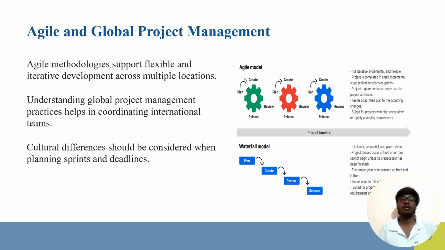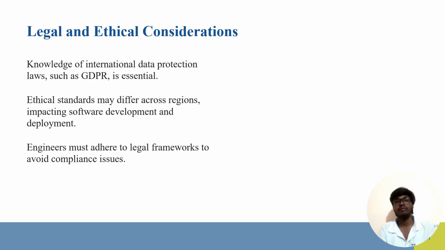Understanding global project management and practices helps in coordinating international teams. Cultural differences should be considered when planning sprints and deadlines. Here we can see the Agile model and the waterfall model, where the phases are plan, create, review, and release. These are the most important models used in project timelines.